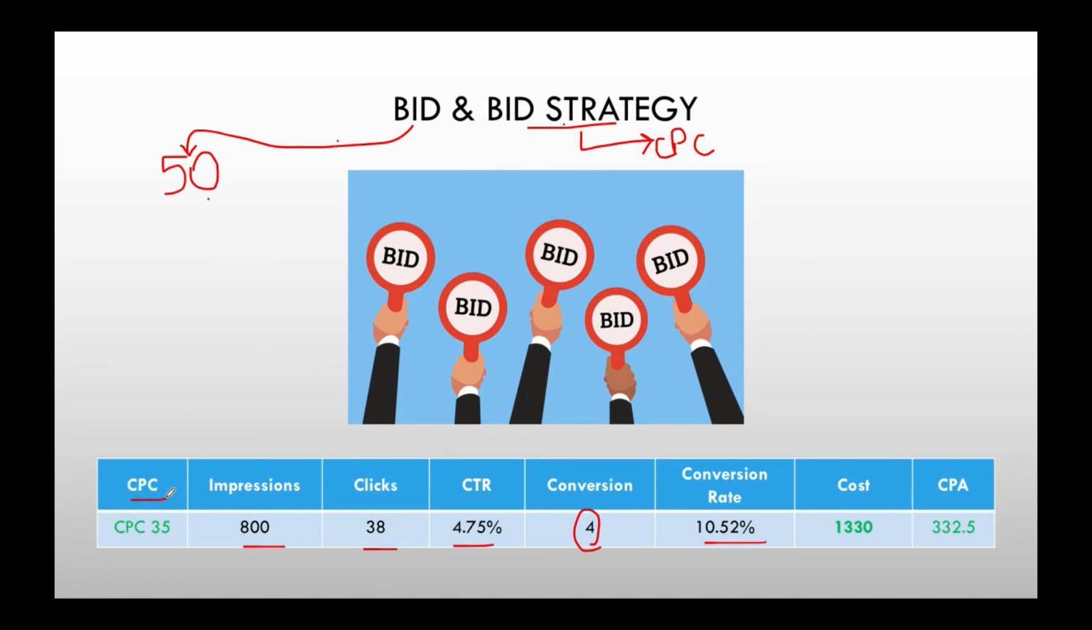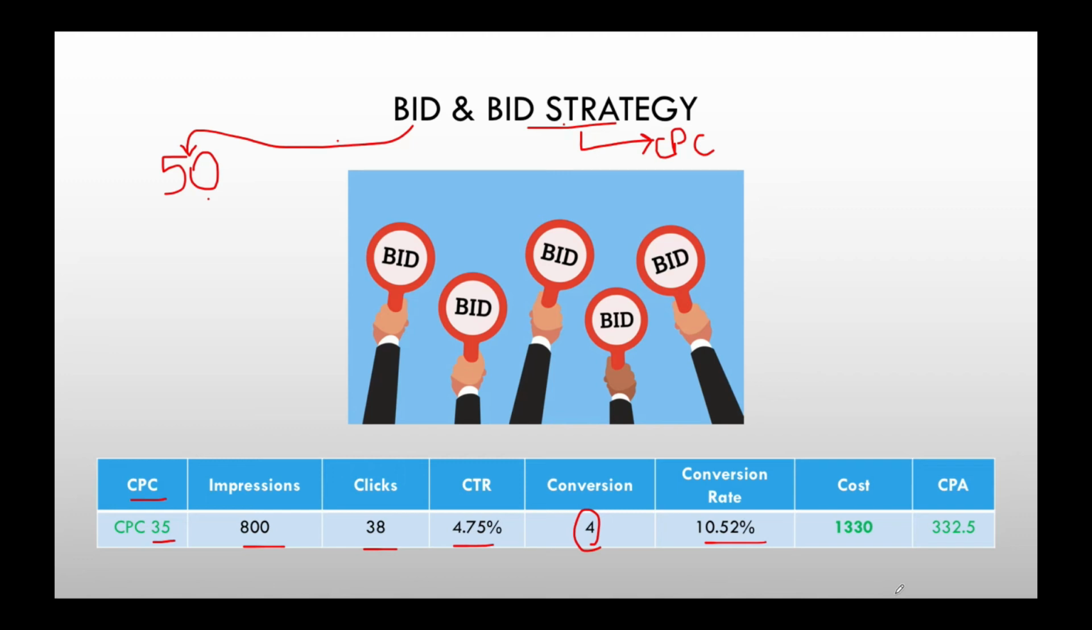Can you look at the first column, CPC? Okay. And what is your CPC? Basically, what is your bid? So the bid is 35. I'm paying 35 rupees on every click to the network. So in this case, my bid is 35 and my bid strategy is CPC. Okay.